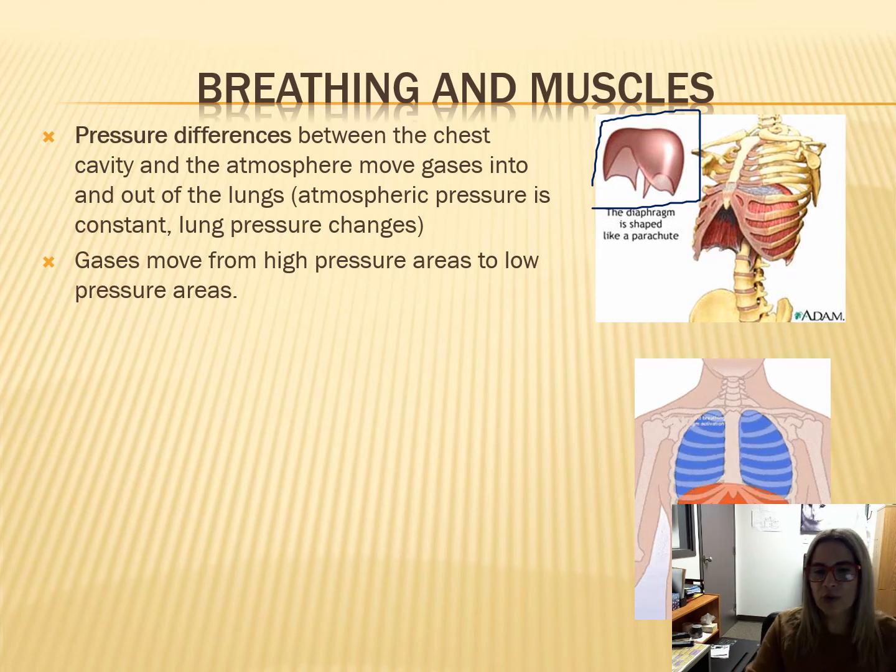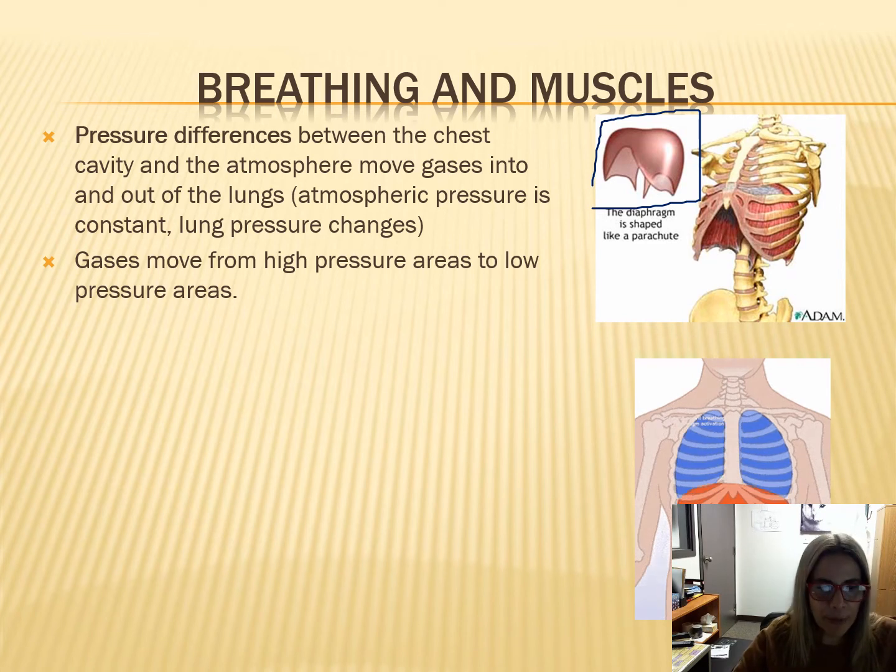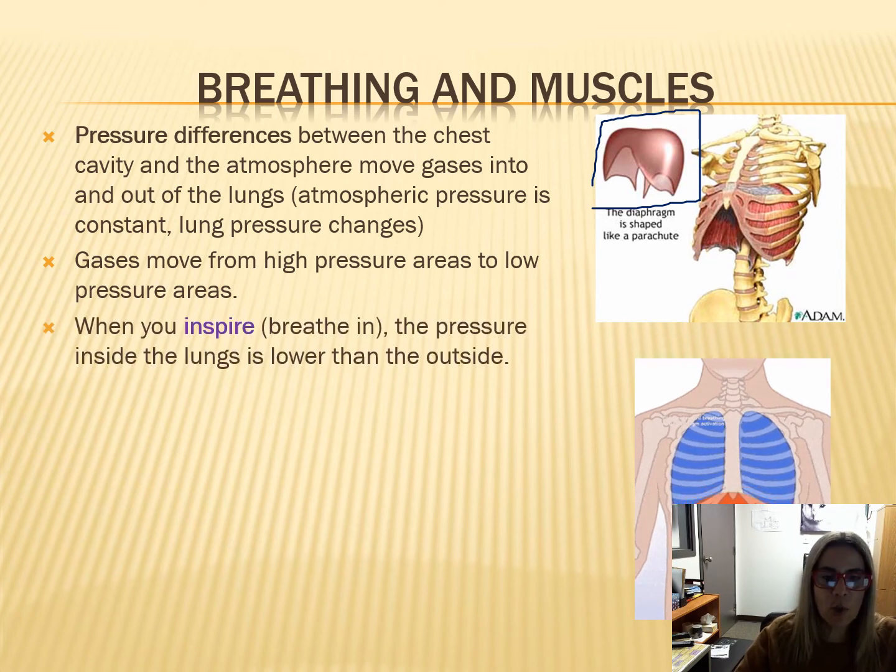If you think about your basic laws of physics, gases always want to move from high pressure to low pressure. That's the natural order of things. Gases never want to go the opposite way. So when you inspire or breathe in, the pressure inside the lungs is lower than outside. Atmospheric pressure is pretty constant, within reason. Obviously if you go to a super high altitude, you can have changes in atmospheric pressure, but when you're just walking around in Edmonton, atmospheric pressure is relatively constant. It's your lung pressure that actually changes.